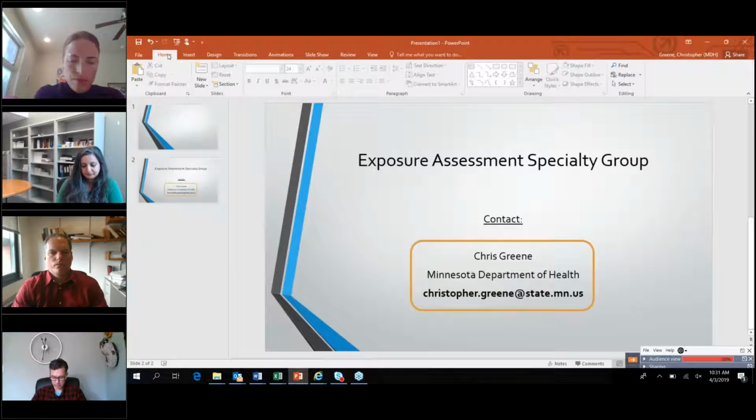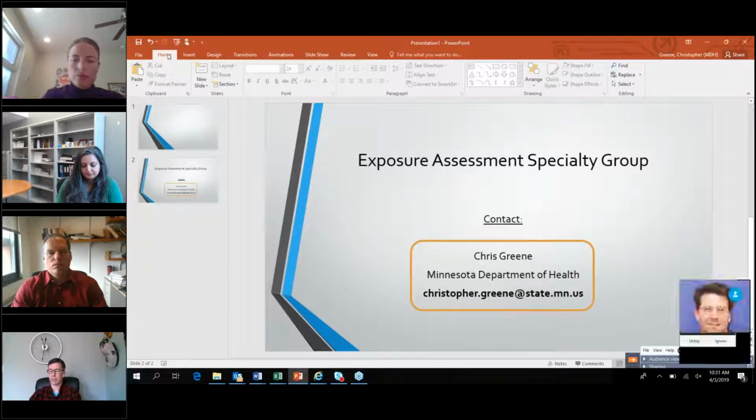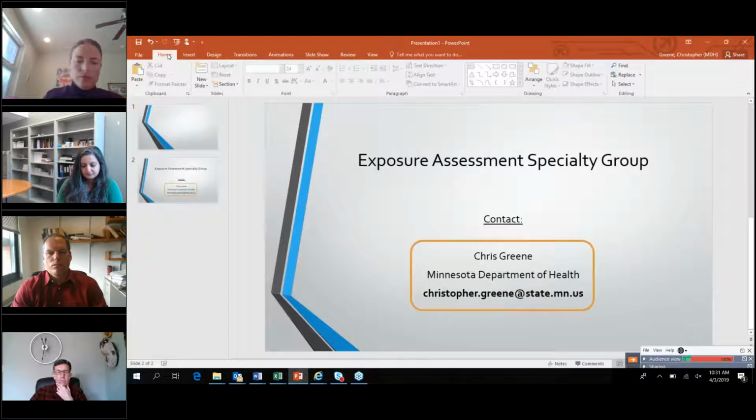We also look at the additivity of effects from chemical mixtures and how best to deal with them, because there are a multitude of chemicals out there that we know, many of them we know very little about. We also look at the additivity of effects from multiple sources and routes. So a chemical may be present both in one's drinking water and in the dust that settles in our homes and in consumer products.